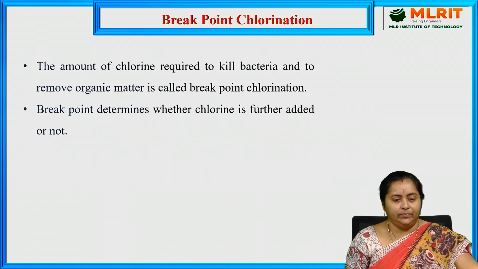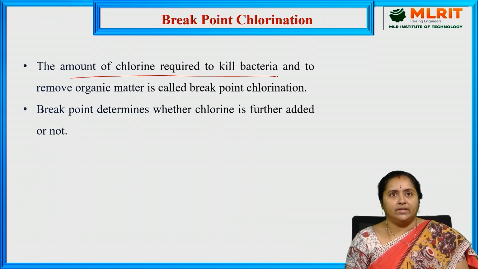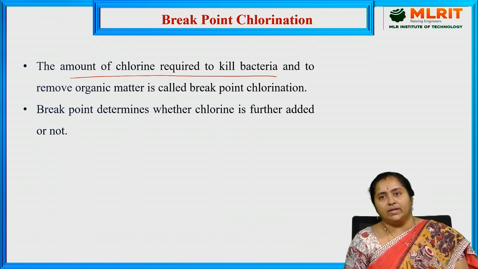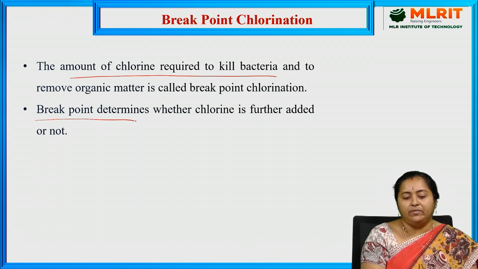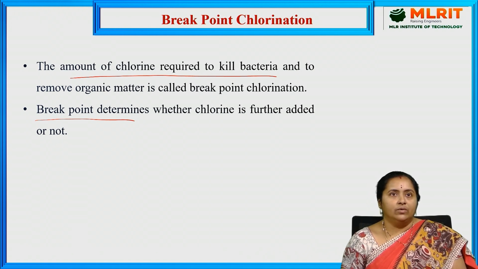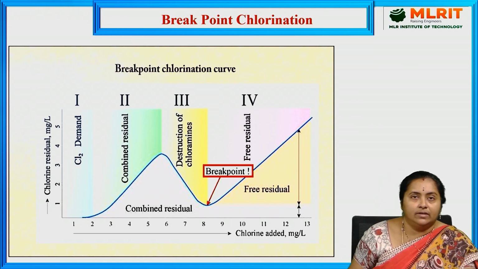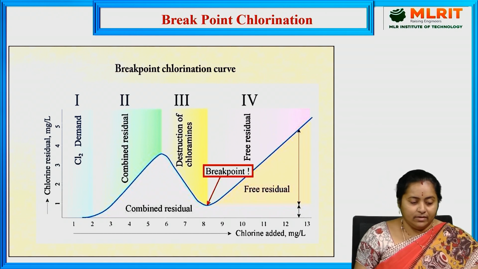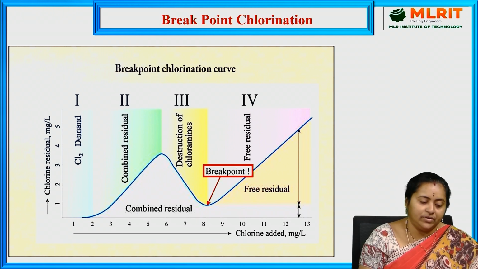So let us see what that break point is. The amount of chlorine required to kill bacteria or microorganisms and remove the organic matter is what we call break point chlorination. After calculating this break point value, we can tell whether further chlorine is to be added or not. That means it is a full stop for the addition of chlorine to the water sample. This is the curve which reveals what the break point is and how much chlorine is needed to remove the microorganisms from the water.